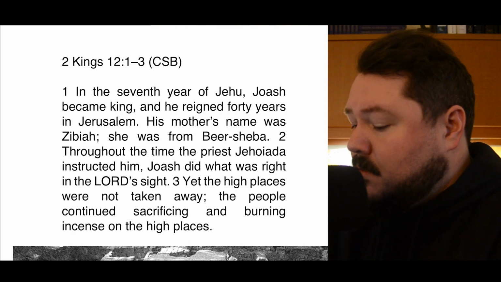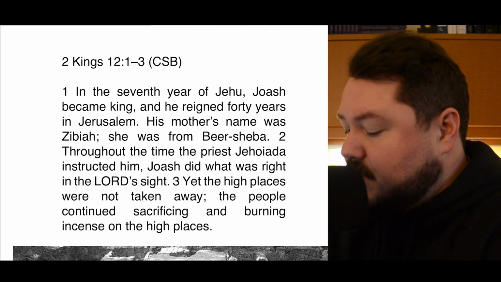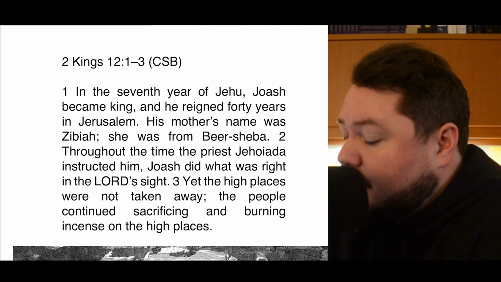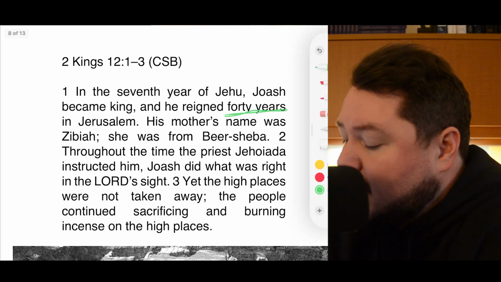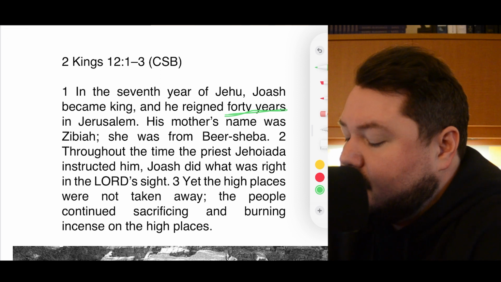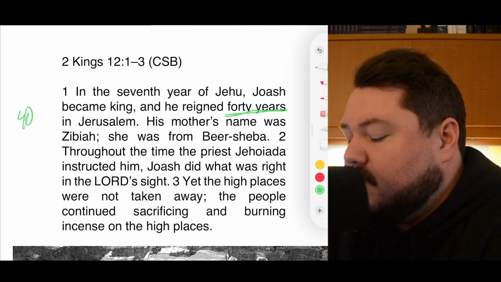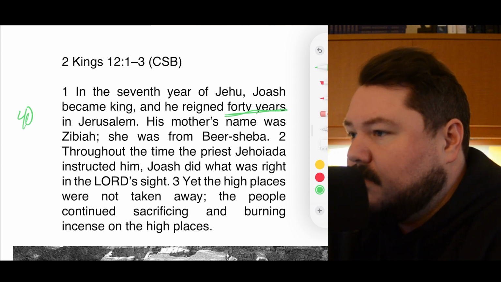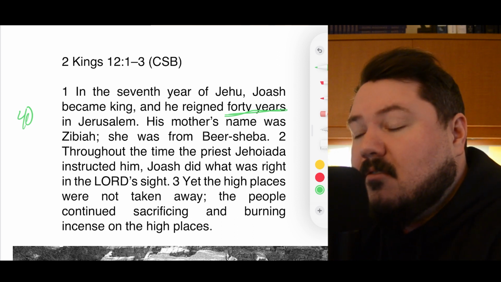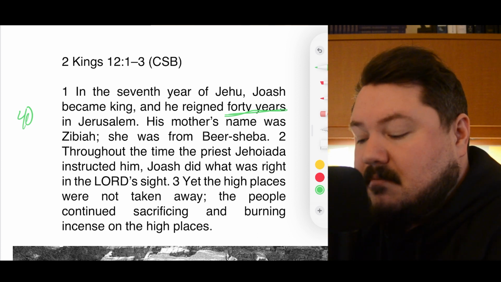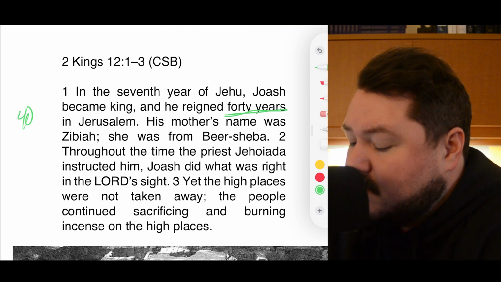Okay, so in the 7th year of Jehu, Joash became king, and he reigned 40 years in Jerusalem. Once again, it's one of those numbers that you're used to in the Bible, probably symbolizing something important. Solomon reigned for 40 years, so maybe this is linking him with Solomon. But it's all very promising. His mother's name was Zibiah.